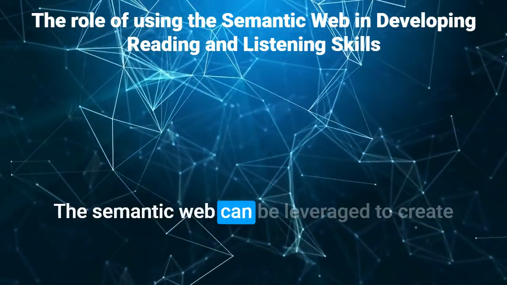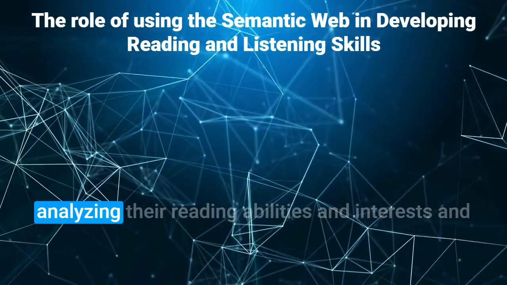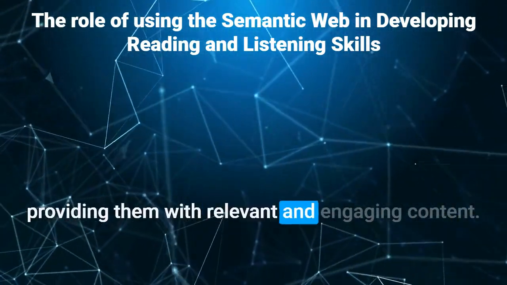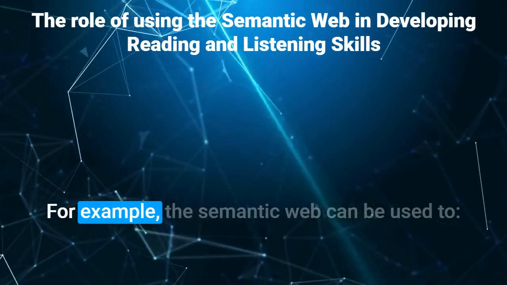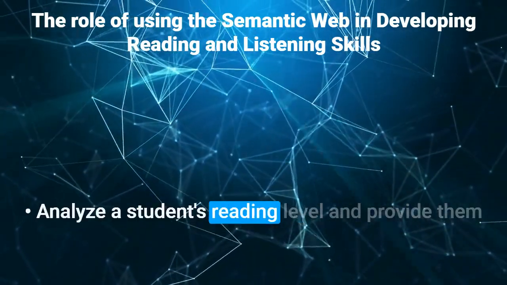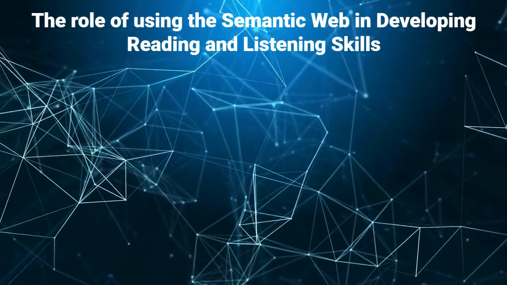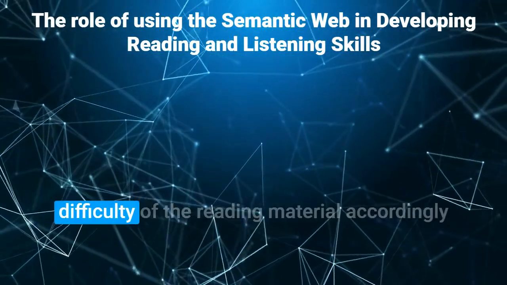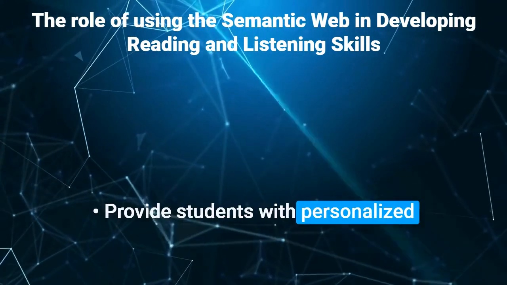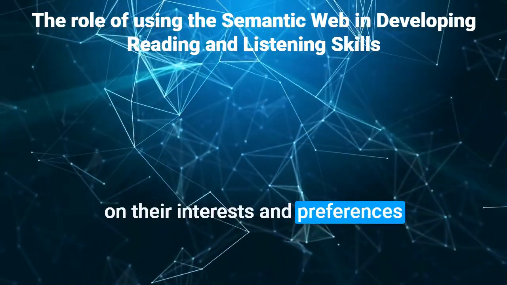The semantic web can be leveraged to create personalized reading experiences for students by analyzing their reading abilities and interests and providing them with relevant and engaging content. For example, the semantic web can be used to analyze a student's reading level and provide them with reading material that matches their ability level, track a student's progress and adjust the difficulty of the reading material accordingly, provide students with personalized reading recommendations based on their interests and preferences.